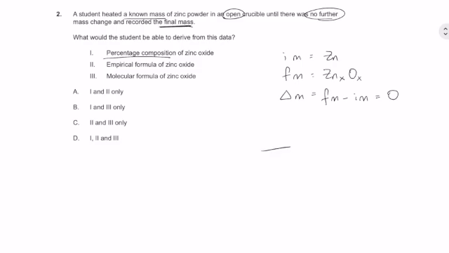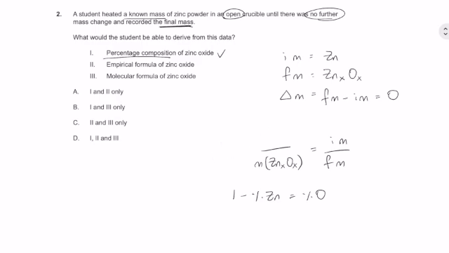Well, first, for the percentage composition of zinc, we can find that given the mass of zinc over the mass of the zinc oxide, which we have here as the initial mass over the final mass. So we can find that, and you can also find percentage of oxygen the same way, or you can do it just by having 1 minus the percentage of zinc, which will give you the percentage of the oxygen, because we know that this is a purely zinc and oxide compound. So therefore, yes, we can find the percentage composition.